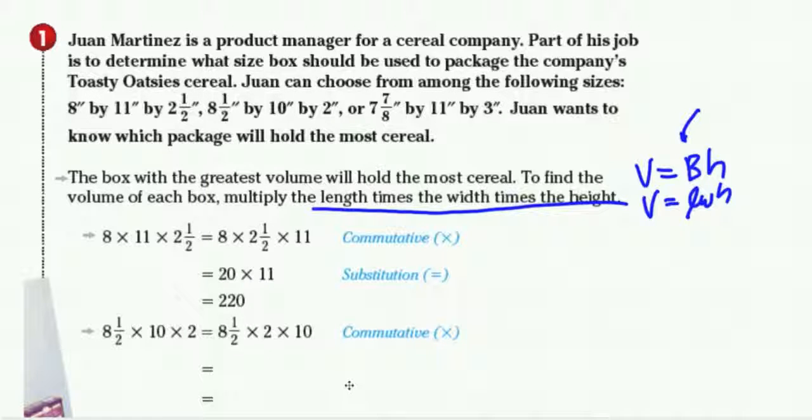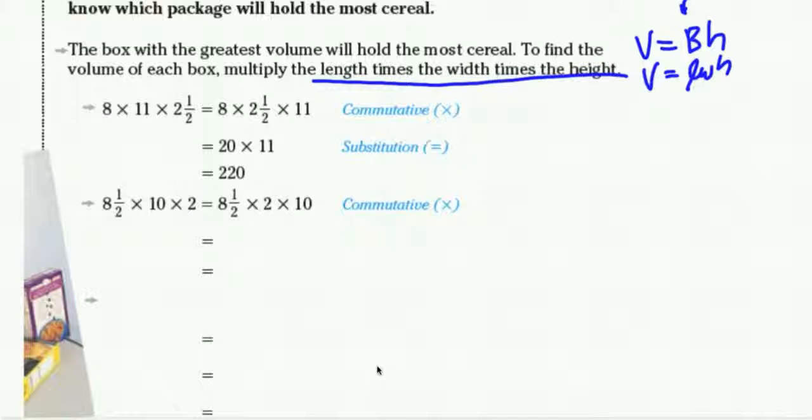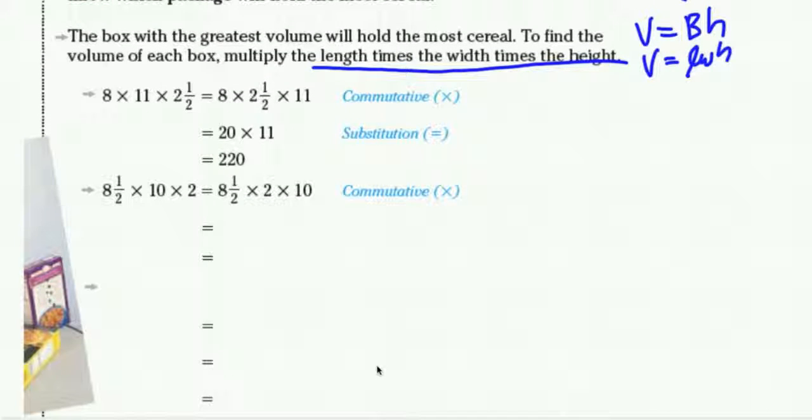Okay, so let's look at the dimensions of the second box. We have 8 and 1/2 times 10 times 2. Using the commutative property of multiplication, we switch 2 and 10 around, so we end up with 17 times 10, because 8 and 1/2 times 2 will give you 17, using the substitution property of equality, which is the same as 170. So the volume of the second box is 170 cubic inches.